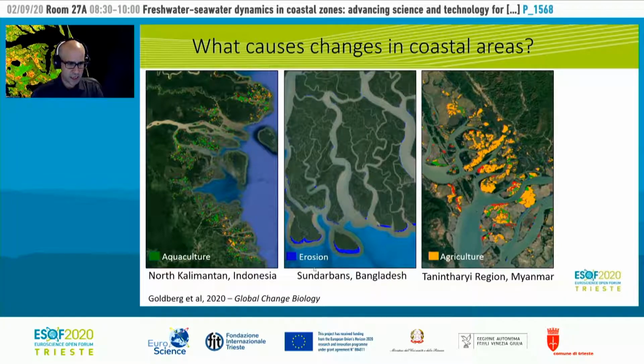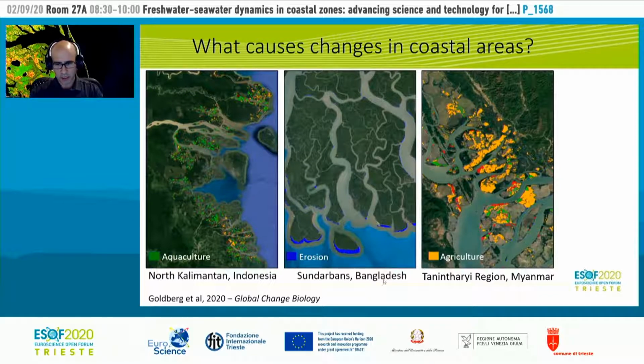So here on the left-hand side, in Kalimantan in Indonesia, we see all of this area in green. This is all loss over the last 20 years, and this is occurring primarily because of aquaculture, so the conversion of these mangrove forests to shrimp ponds.